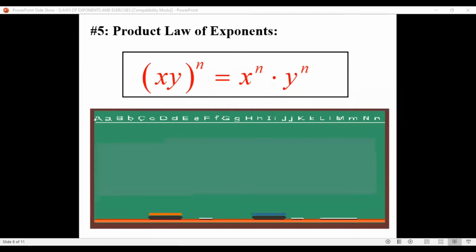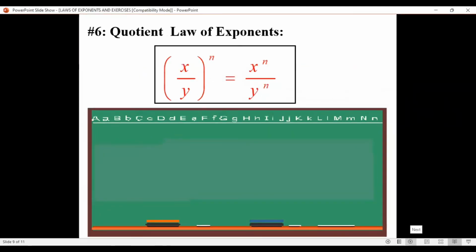Okay, and then we also have the quotient law of exponents. When they are presented in terms of a fraction, like x over y, quantity raised to the n power, all you have to do is distribute the exponent also. For example, you have 3x all over 5y, raised to the second power.